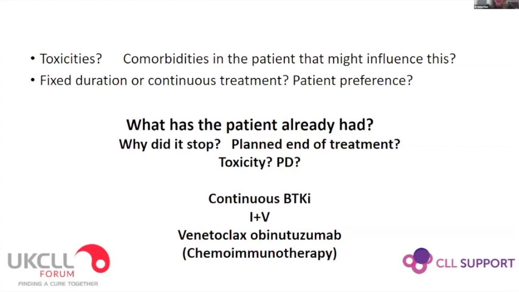And then definitely key questions: why did it stop? Did the treatment they've had before stop because they got to the end of their planned fixed duration treatment? Or did it stop because of progressive disease on the treatment? Or did it stop because of toxicities and side effects and the patient couldn't tolerate the treatment? So I think those are the two really key features.